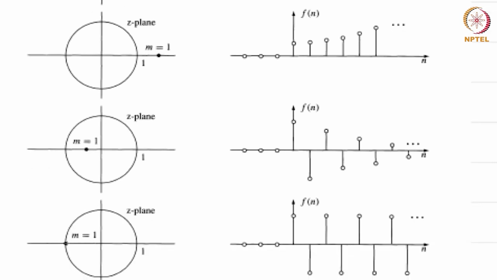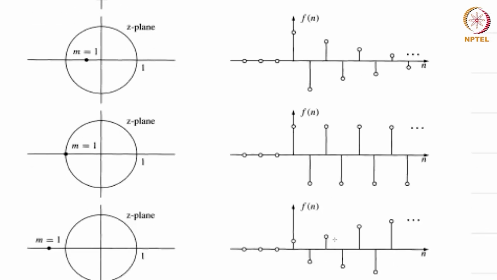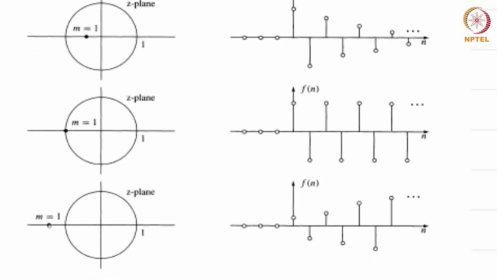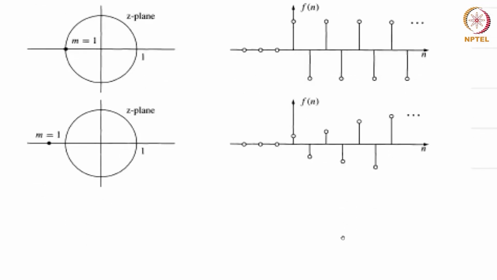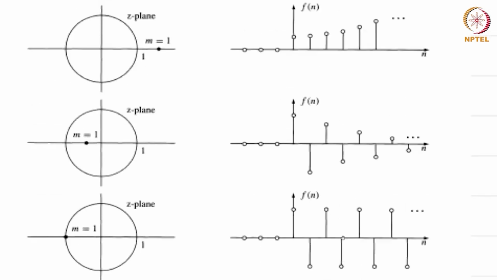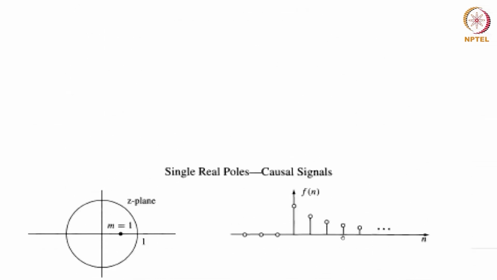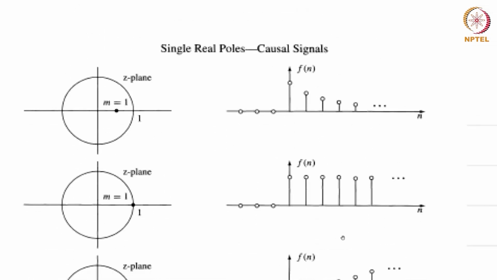And if the pole is here, it is at z equal to minus 1. So, this is minus 1 to the n u of n, that is 1 by 1 plus z inverse, this is the inverse z transform. And continuing the same thing, if now the pole were outside the unit circle, but on this side of the axis, you will have a growing exponential envelope, but in addition to that, you also have the sign alternating between terms. So, this is as far as simple real poles.